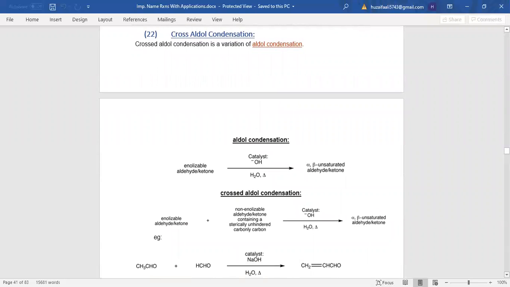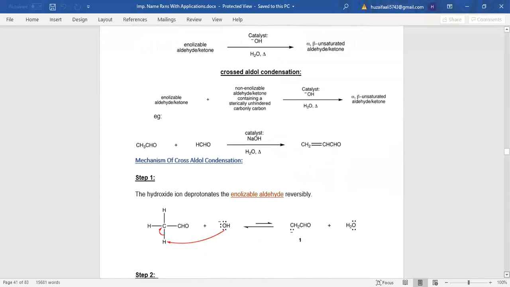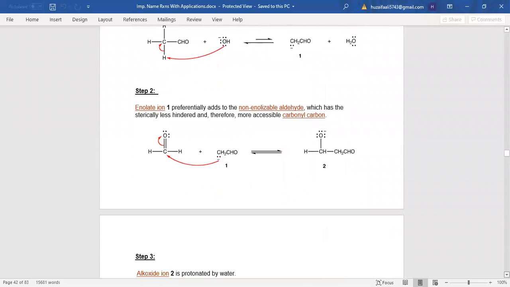Cross aldol condensation. Cross aldol condensation is a variation of aldol condensation. These are the reactions. This is the mechanism of cross aldol condensation.